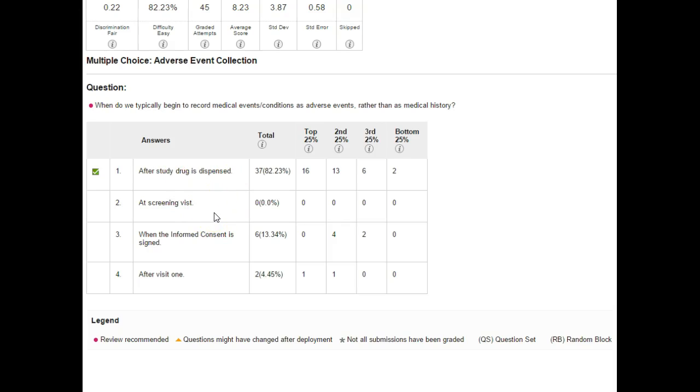Now, there are a few sponsors that are very conservative, and they're going to want to say from the time the patient signs the informed consent, it becomes an adverse event. But for most sponsors, what you're looking at is the possibility that the event is related to dosing. So anything that occurs before dosing is typically recorded as medical history of prior conditions. Anything after or upon dosing becomes an adverse event.